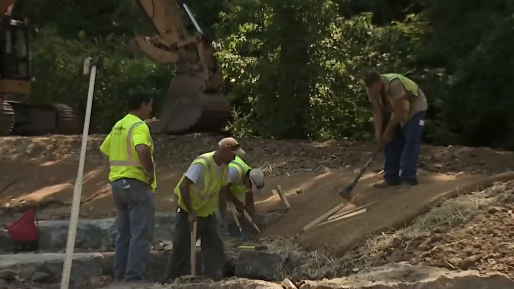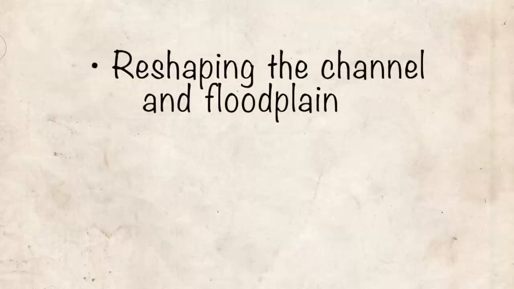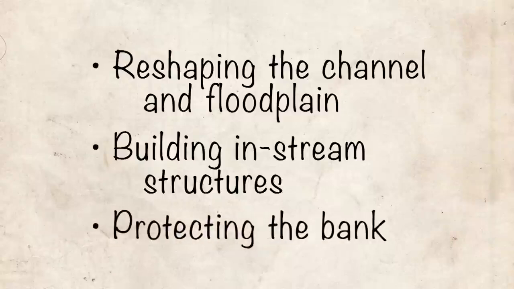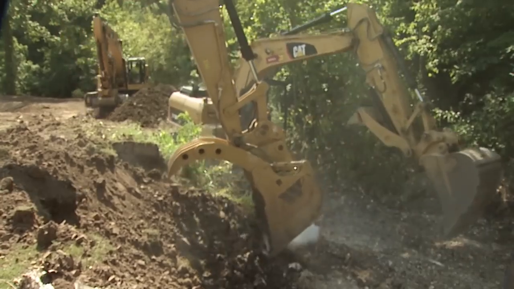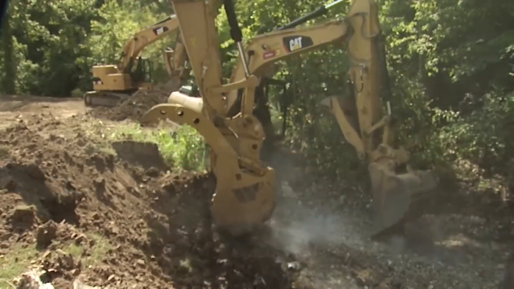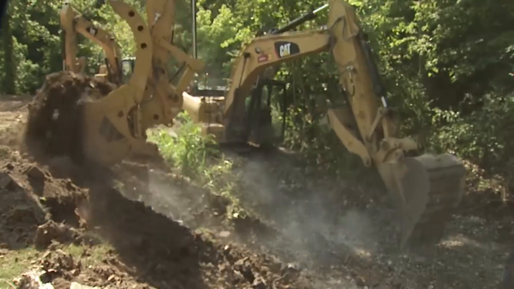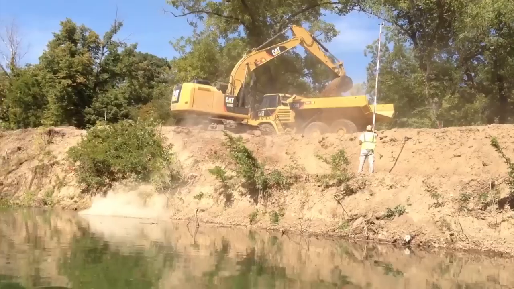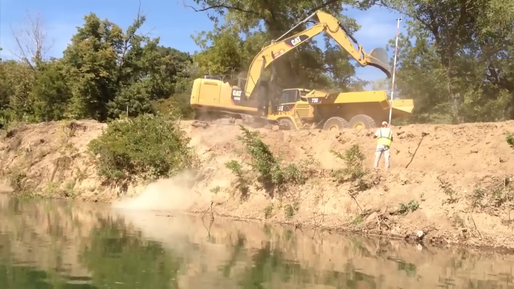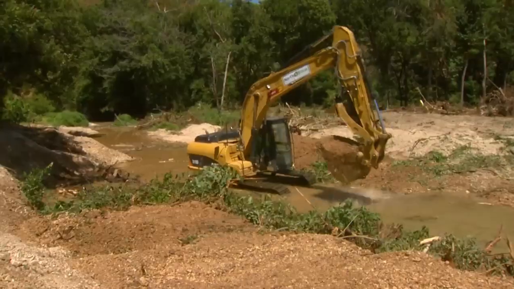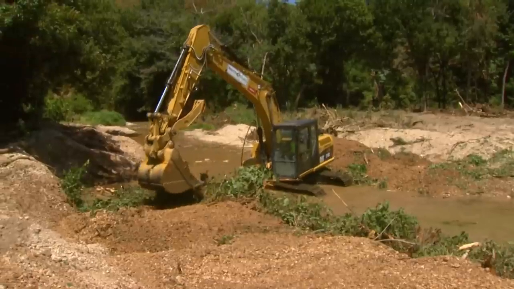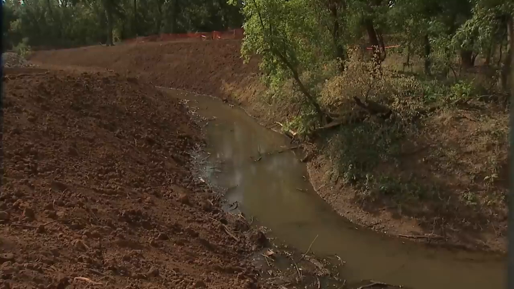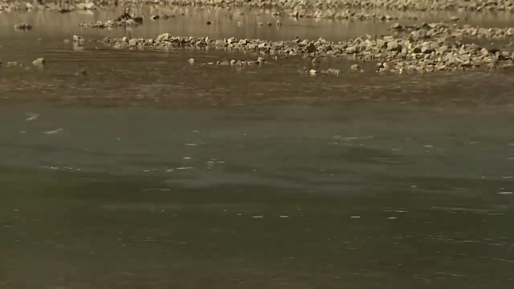Natural stream restoration includes 3 parts: reshaping the channel and floodplain, building in-stream structures, and protecting the banks. To begin restoring a stream, first you have to reshape it, moving dirt and rocks to establish a more natural stream channel and floodplain. Reshaping can start with grading banks, creating benches and more gentle slopes. This will reconnect the stream to its floodplain and help slow the water during rain events. The redesign of the stream may mean adding meanders to a straight stream or creating riffles and pools.